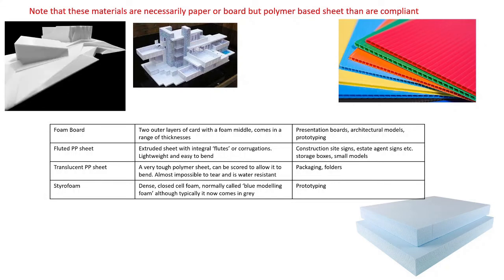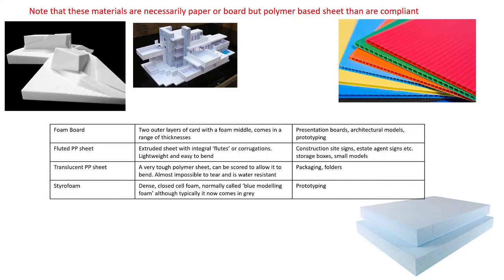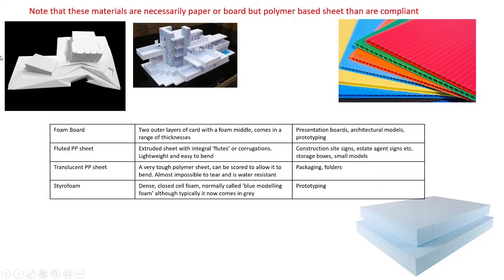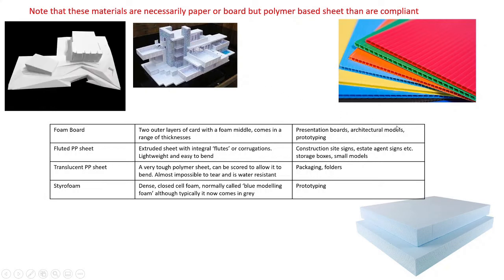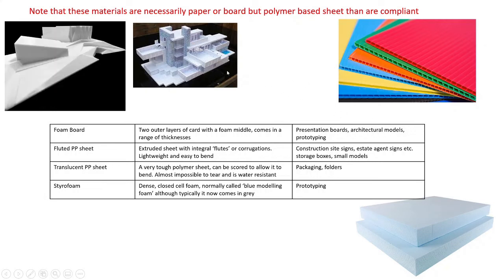And essentially, you'll just score it with a knife. You can fold it over. You can make some very, very detailed models, as you can see. It's not just used for architecture models. You can use it in prototyping, but its most common use probably is things like architecture models.